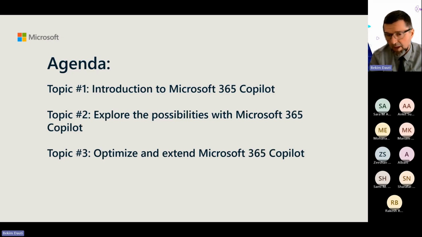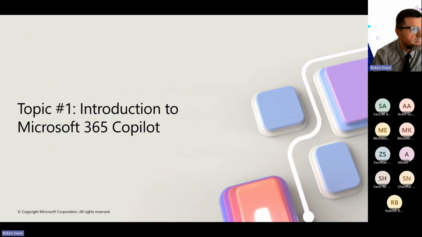And then the third topic is all about optimizing and extending the Microsoft 365 Copilot. We're going to discuss the best practices, the integrations and advanced capabilities, which will enable users to maximize the AI-powered assistance, in this case the benefits that we will get from the Copilot. Now that we've presented the agenda, moving on forward.